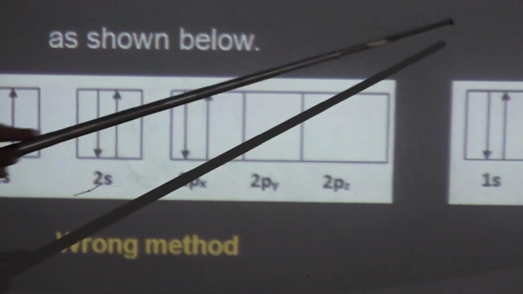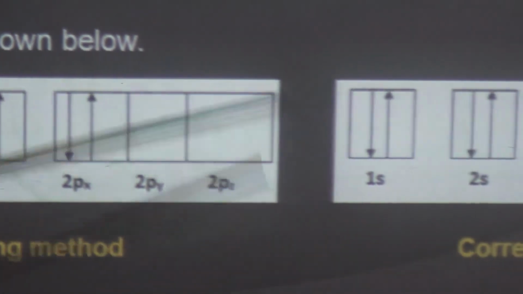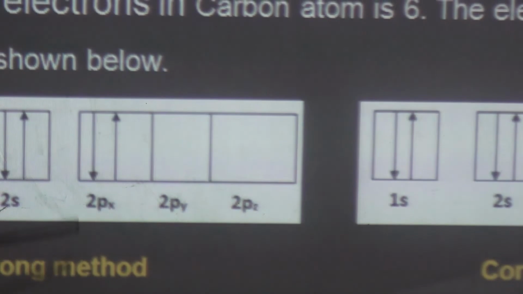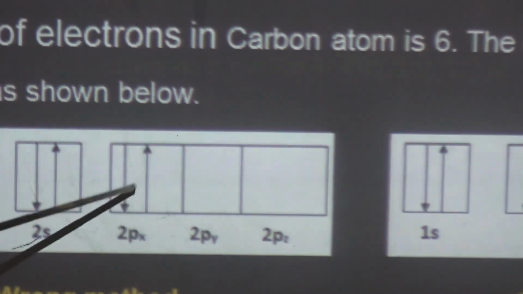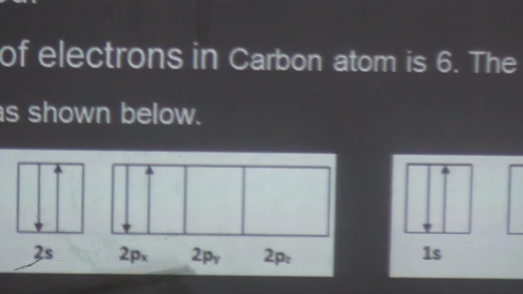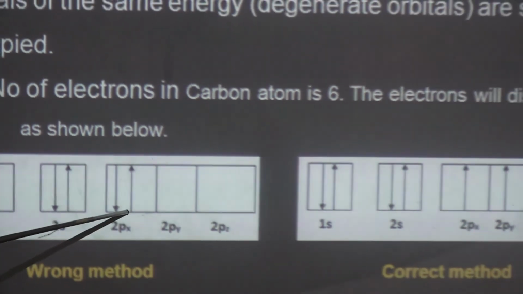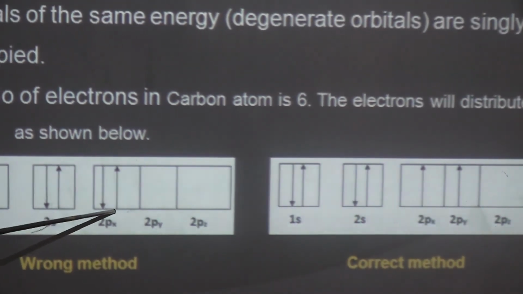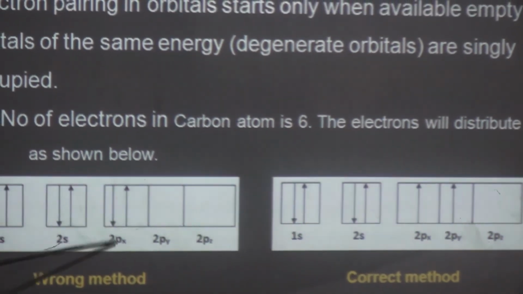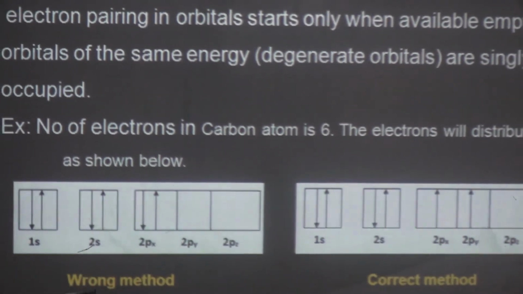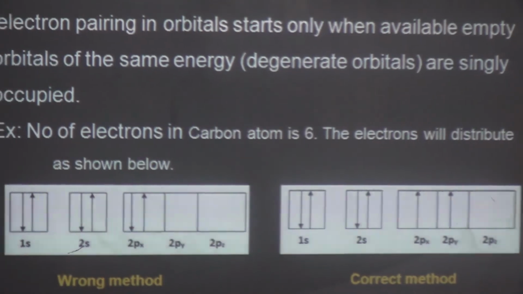And we have remained with 2 electrons. Total electrons are 6. So next 2p. 2p is having 3 degenerate orbitals, 2px, 2py and 2pz. So we have a common idea that we can accommodate the 2 remaining electrons in the 2px. This is the wrong method according to Hund's rule.